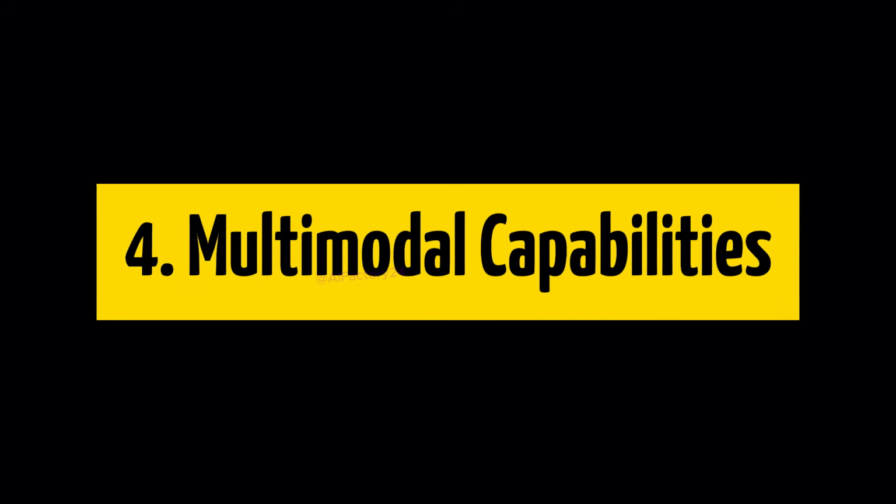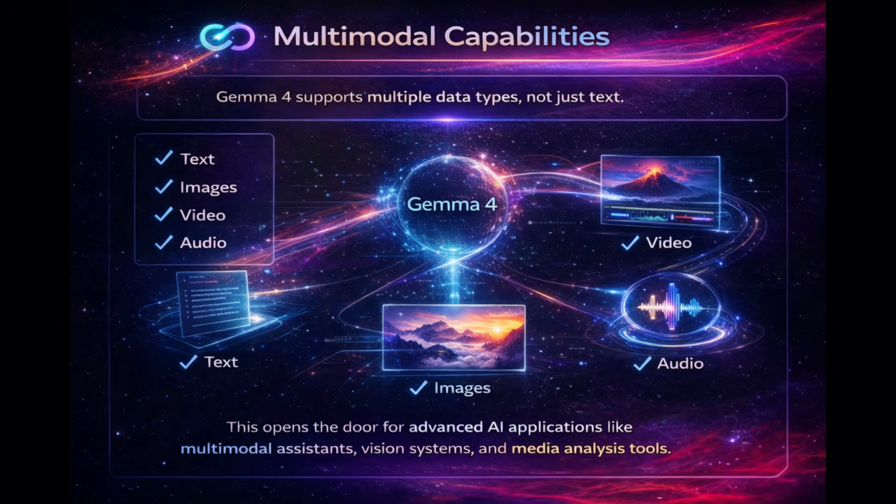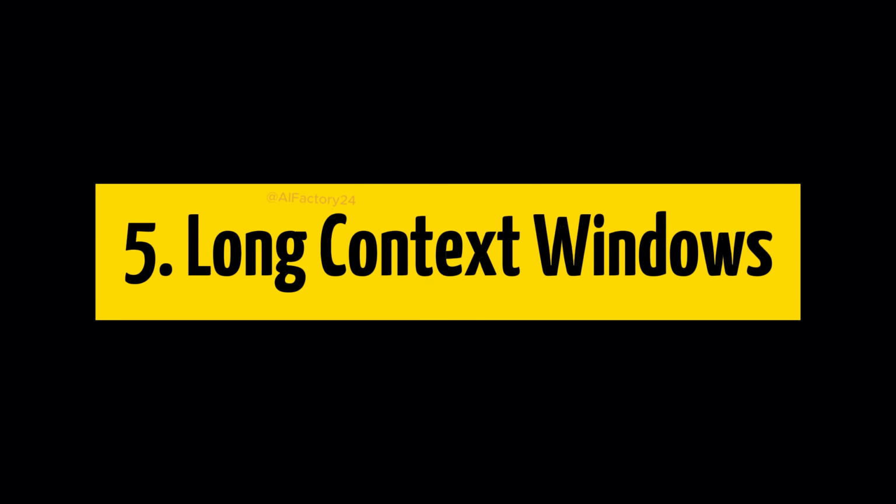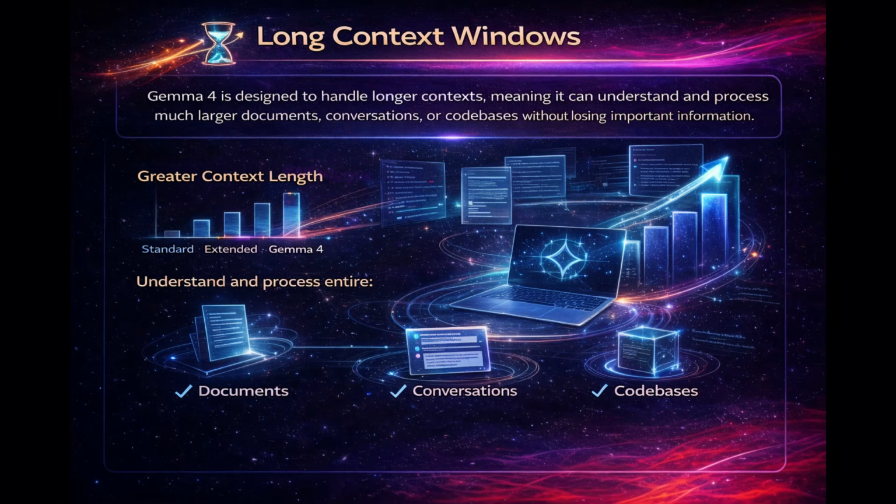4. Multimodal capabilities. Gemma 4 supports multiple data types, not just text. It can process text, images, video, audio. This opens the door for advanced AI applications like multimodal assistance, vision systems, and media analysis tools. 5. Long context windows. Gemma 4 is designed to handle longer contexts, meaning it can understand and process much larger documents, conversations, or code bases without losing important information.